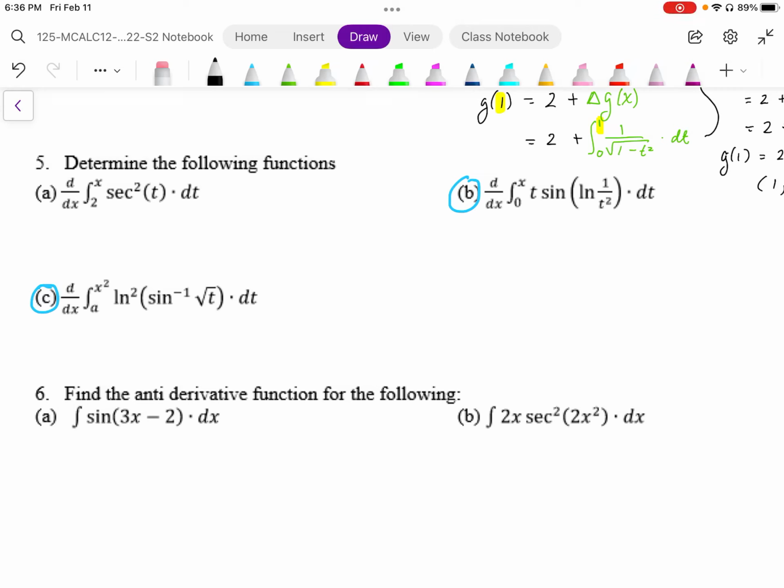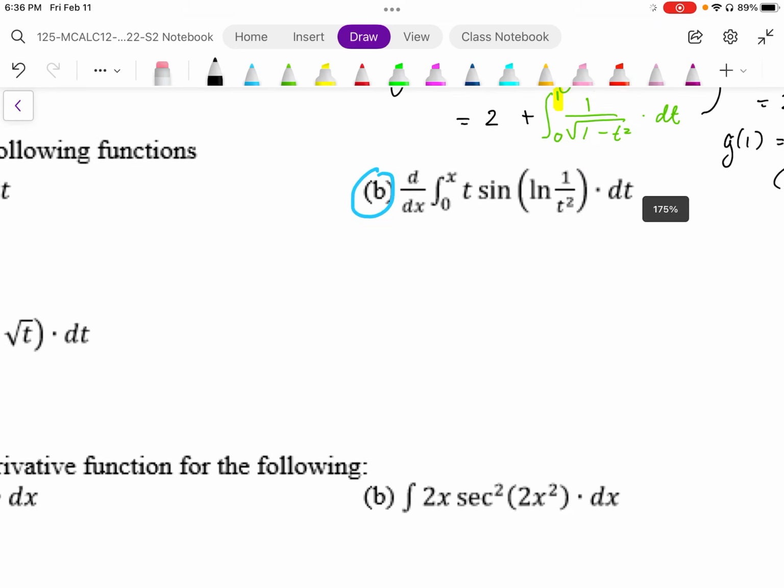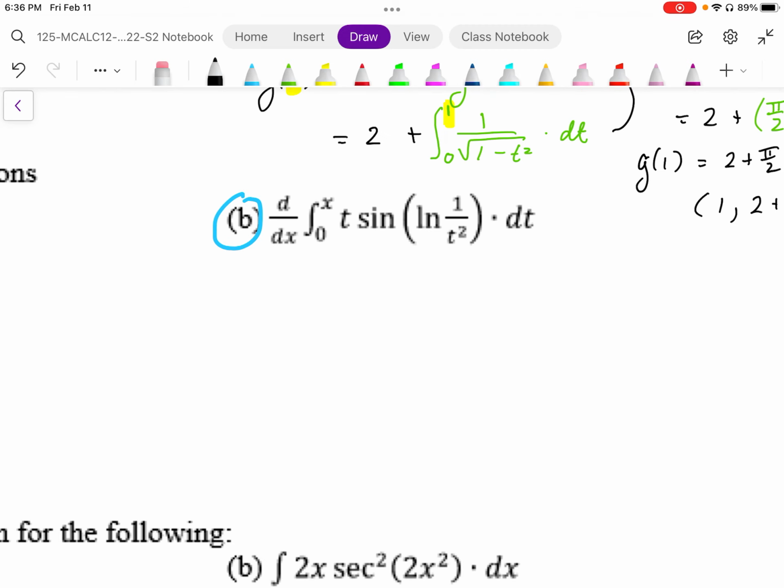Question number 5 has to do with using the fact that the derivative and antiderivative undo each other. So here I have the integral. This part is my integral, and I'm going to differentiate that integral. When I do that, basically the derivative and antiderivative undo each other. So we just have to be careful.